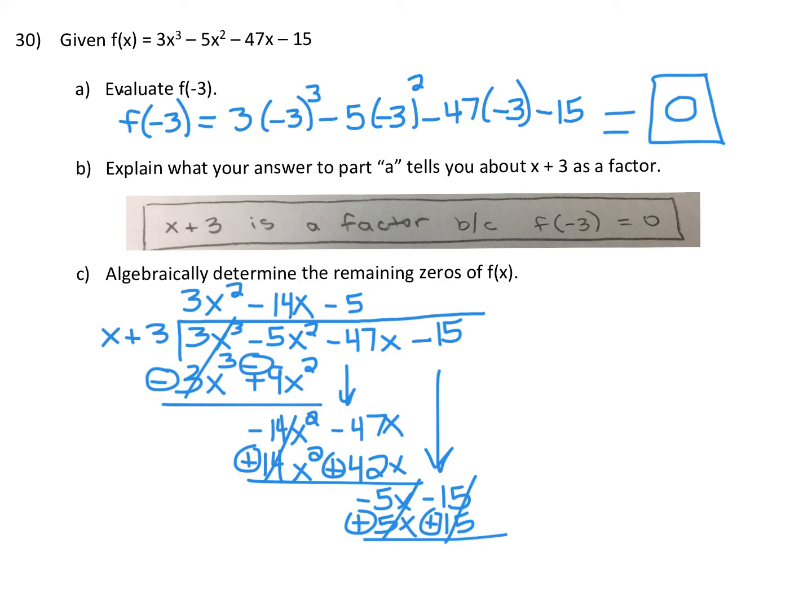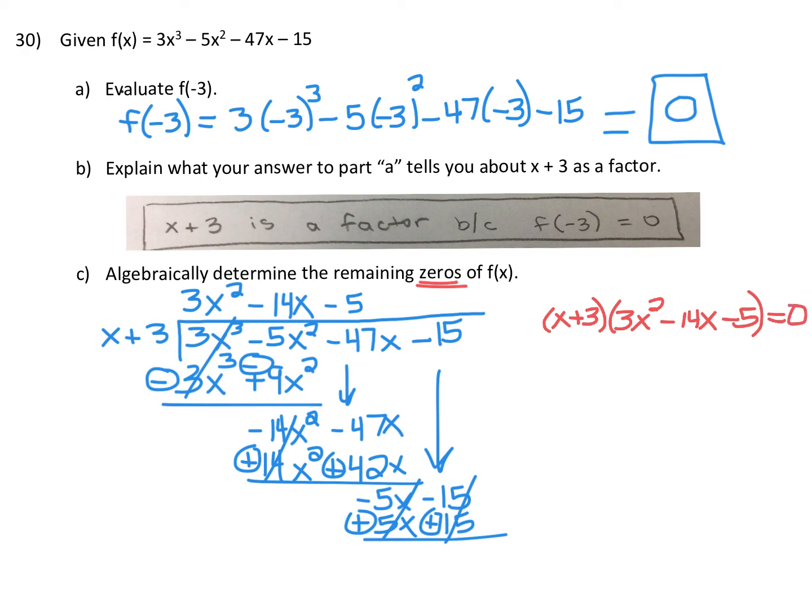Okay, so what we know at this point, we know that x plus 3 is one of our factors, and this quotient on top here is another factor, although it looks like this can be factored further. So let me just write this up. We know that x plus 3 is one of our factors, and we know that 3x squared minus 14x minus 5 is another factor. Now, they don't want us to find the factors, they want us to find the zeros. So if we want to find the zeros, we need to set this equal to 0. And we need to solve.